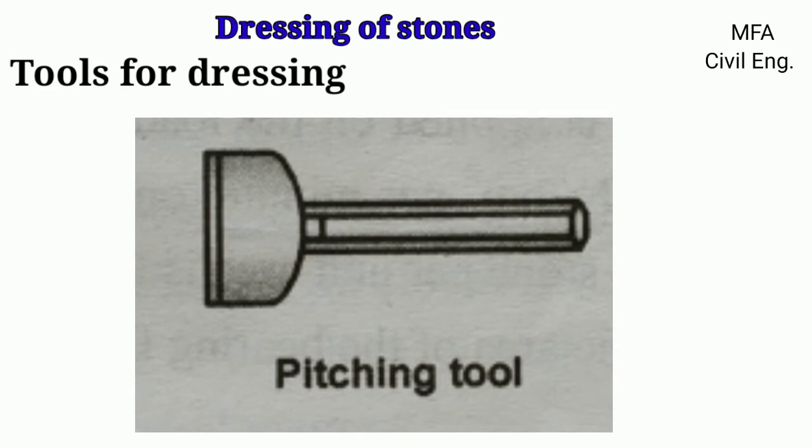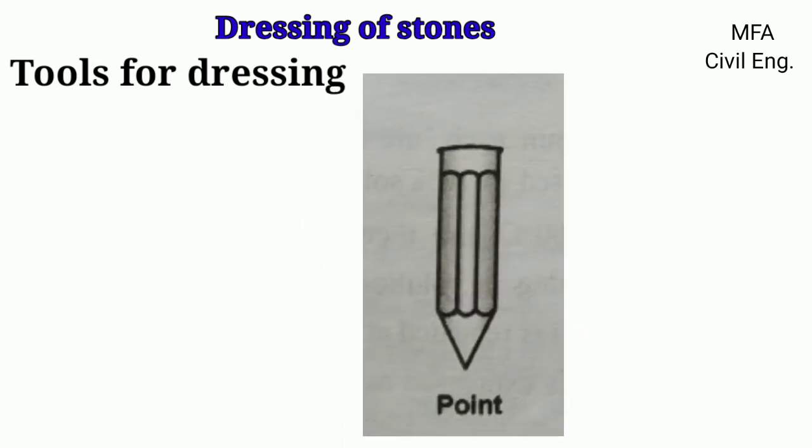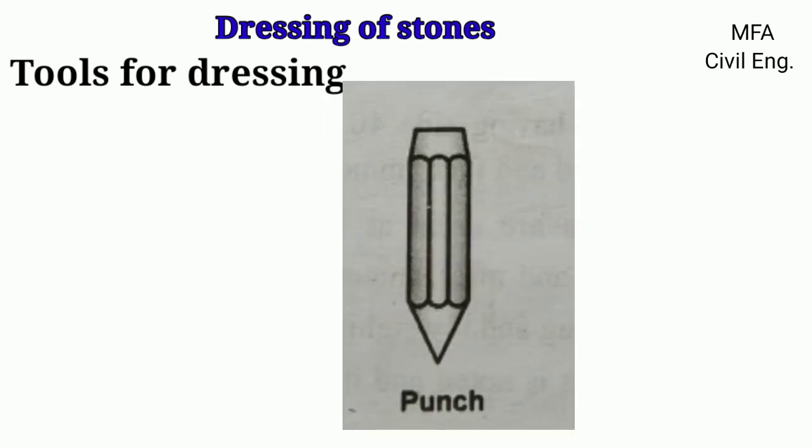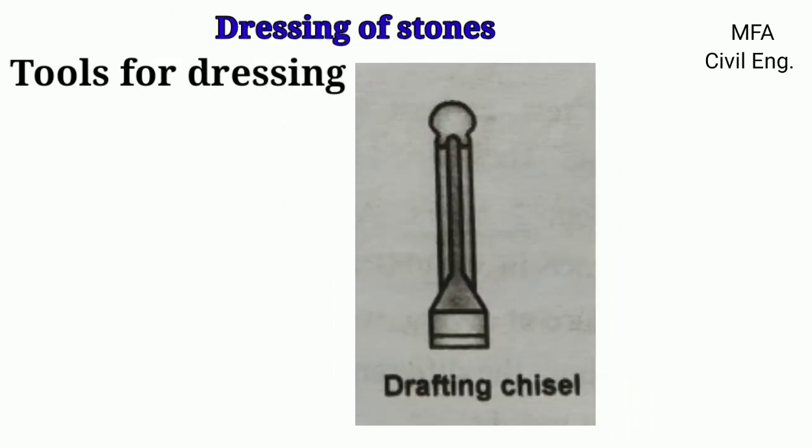pitch tools, used to make stones of a required size; boaster, used to cut soft stones; point, used for rough dressing of hard stones; punch, used for rough dressing; tooth chisel, used for dressing hard stones; and drafting chisel, used for fine dressing.